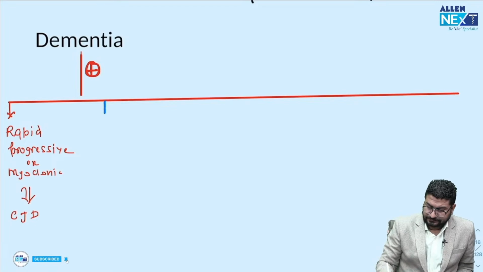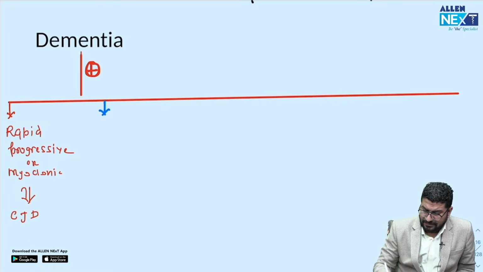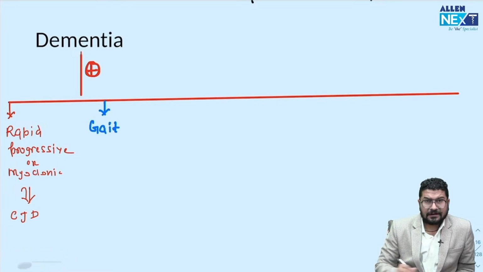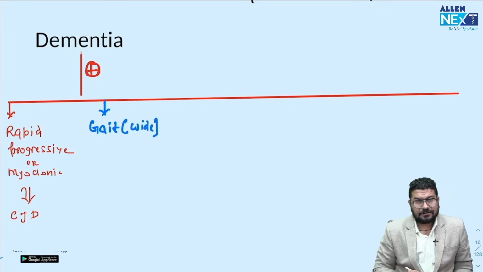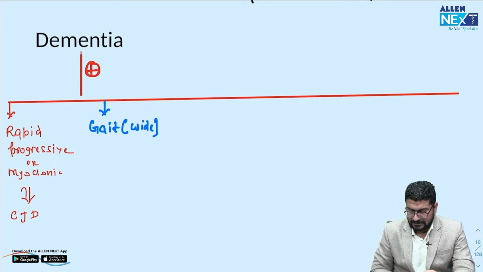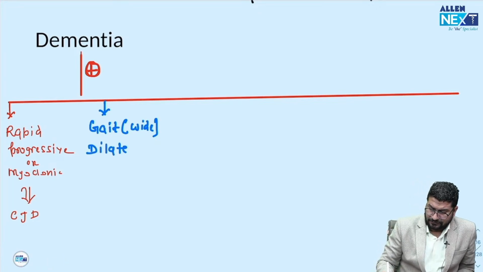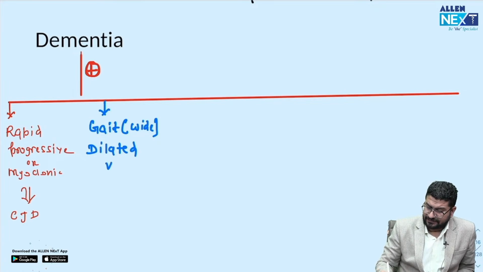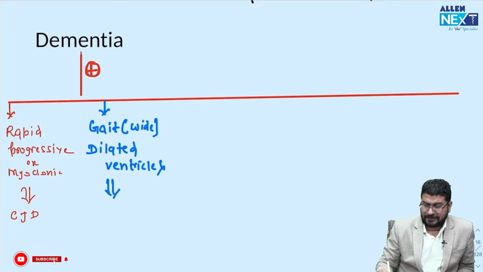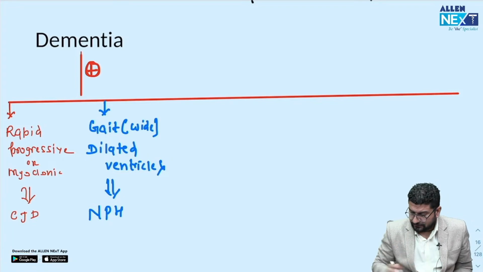Creutzfeldt-Jakob disease. The second thing, in dementia they can mention a person having dementia plus some gait defect, and generally this gait is called wide base gait or broad base gait. Broad base gait we can also see in cerebellar lesion. Then you can notice there will be dilated ventricles. So dementia with gait defect and dilated ventricles, it means they are telling you this is a case of normal pressure hydrocephalus. So read the question carefully.